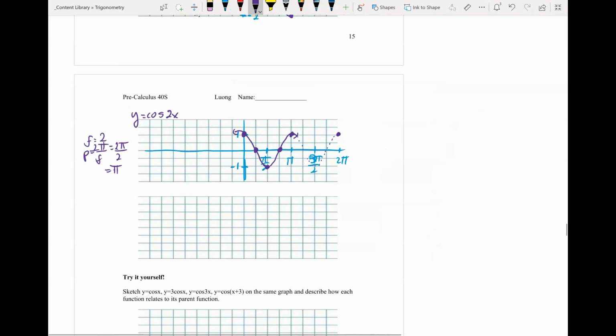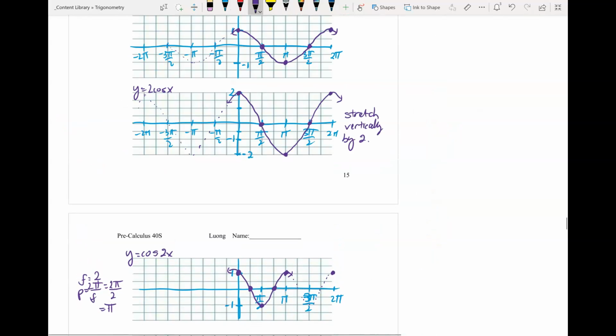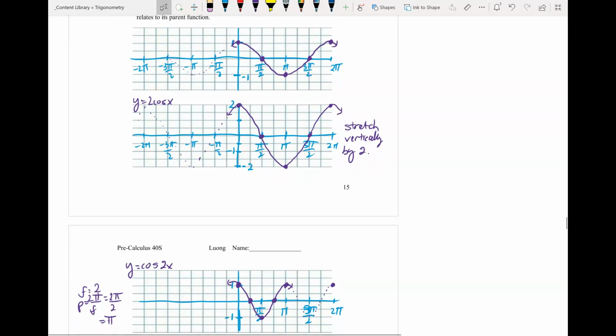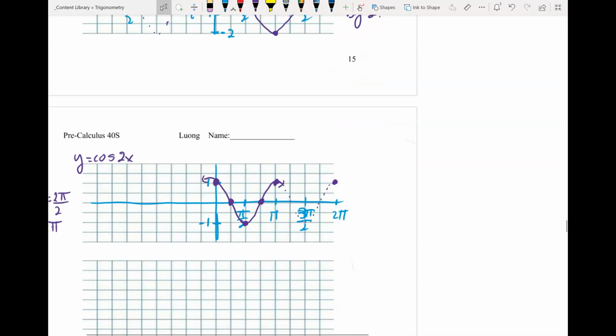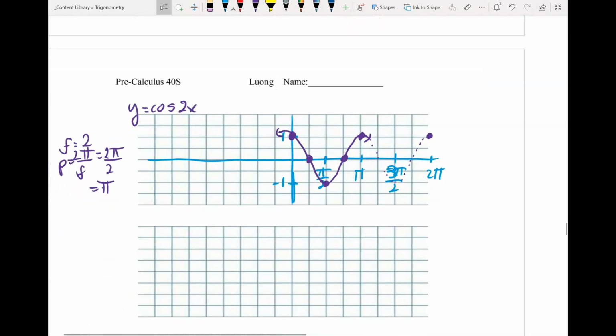So if we did a comparison between this graph and our original y equals cos x graph, you can see that it's been compressed horizontally. And that's what you would say in words if you were to describe the transformation: horizontally compressed by 2. You could also say horizontally stretched by half if you wanted to.